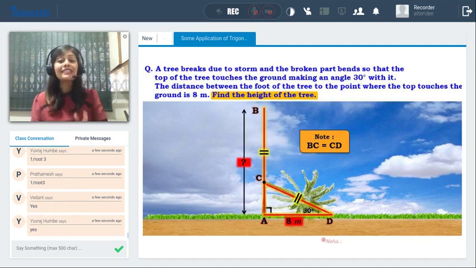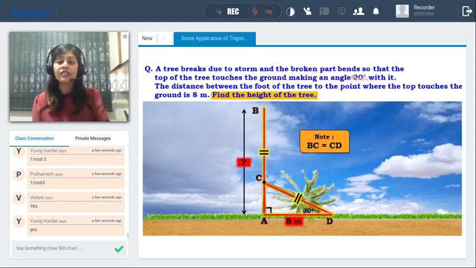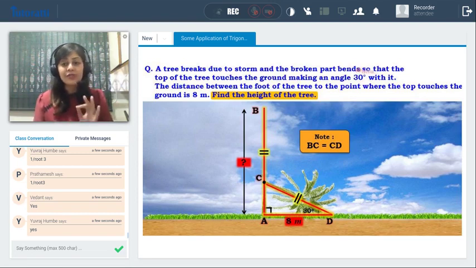Now students, please pay attention to this sum well. A tree breaks due to storm and the broken part bends so that the top of the tree touches the ground, making an angle of 30 degrees with it. A whole lot of information in one sum. So let's quickly break this into bits and pieces.